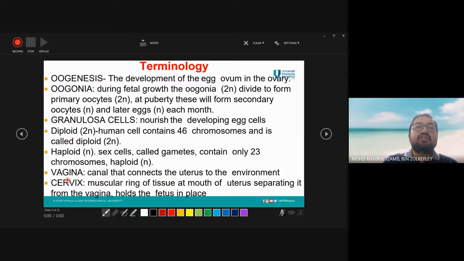Kita dah tengok dah tadi. And cervix is a muscular ring of tissue at mouth of uterus, separating it from the vagina, holds the fetus in place.